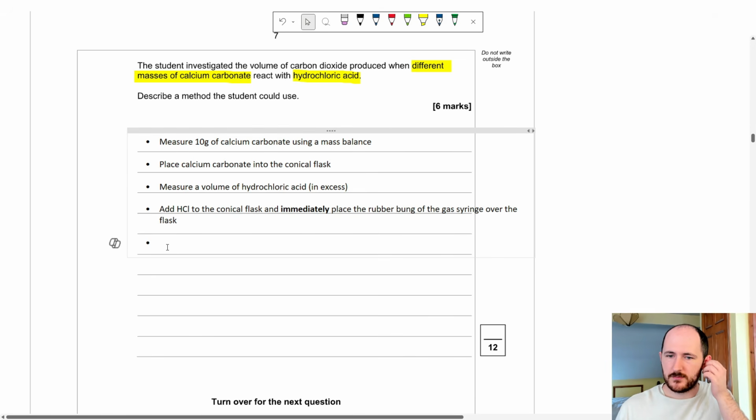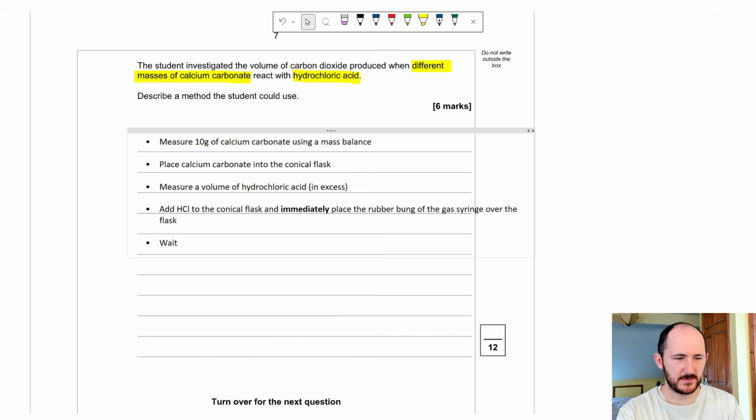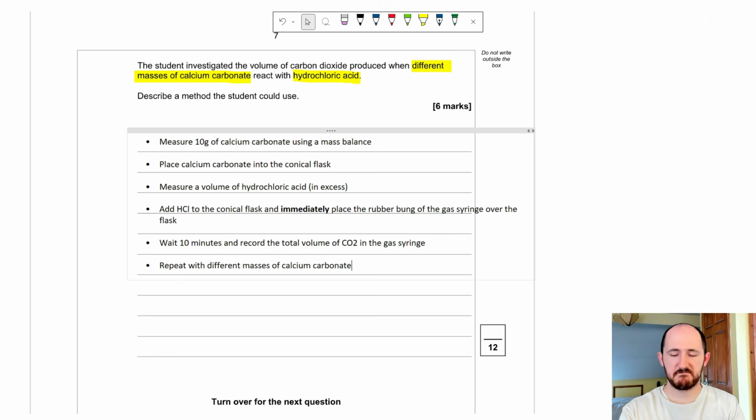So let's write that. I'm going to say wait. You can say a sufficient amount of time, but let's say wait 10 minutes and record the total volume of CO2. Actually, in the gas syringe, we should probably specify that. Then all you're going to do is repeat with different masses of calcium carbonate. There you go. That's 6 marks. Nice and easy. That's all you have to do.